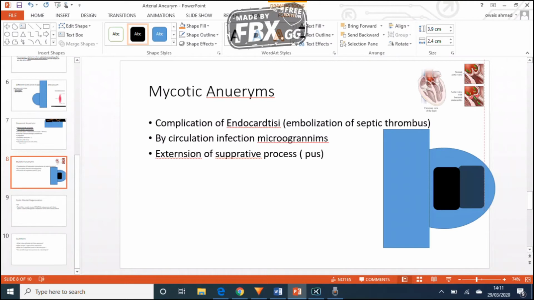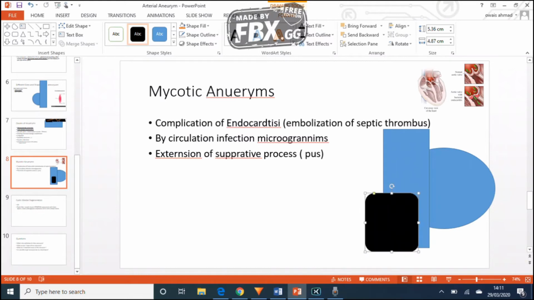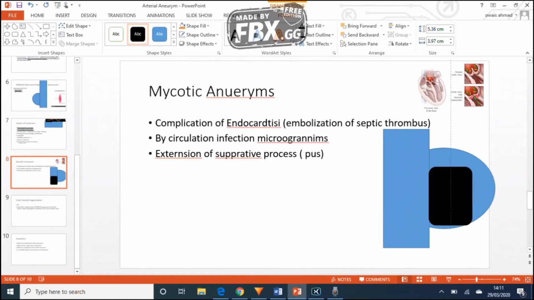So it forms septic thrombi, they break off, and they'll probably go somewhere else and cause a block in the blood vessel. So yeah, that's about it. And then obviously there can be a suppurative inflammation, extension of suppurative inflammation.